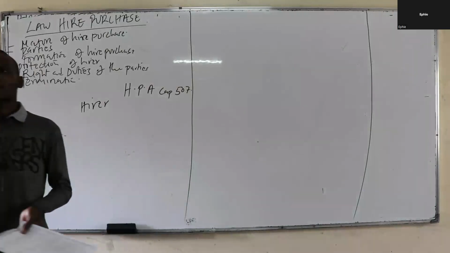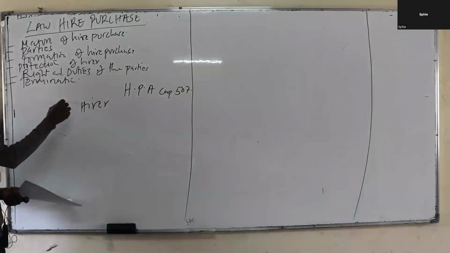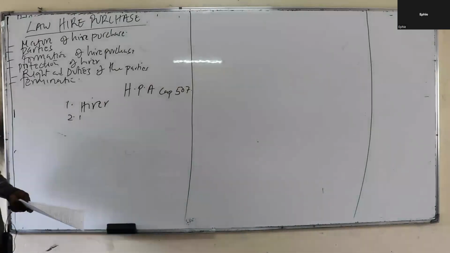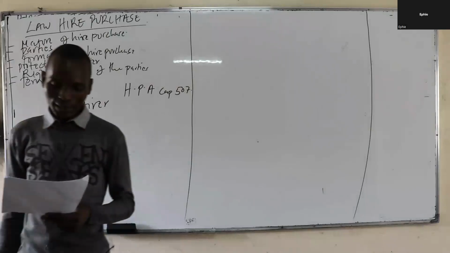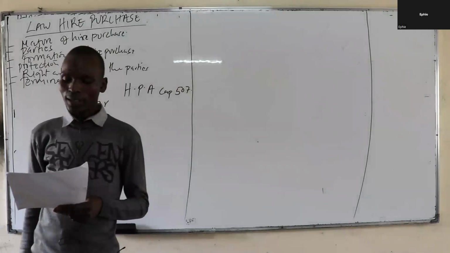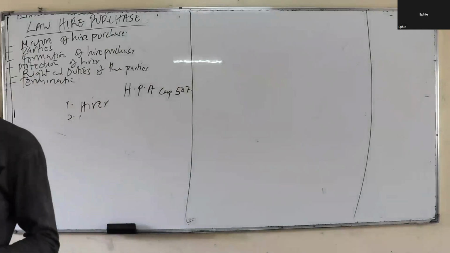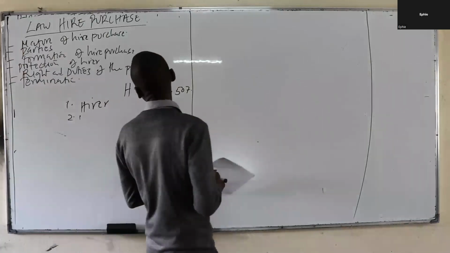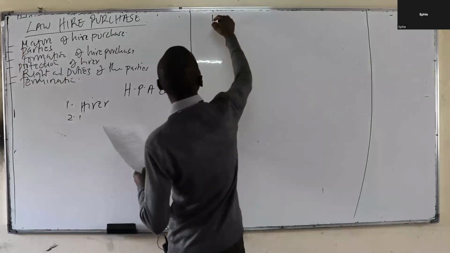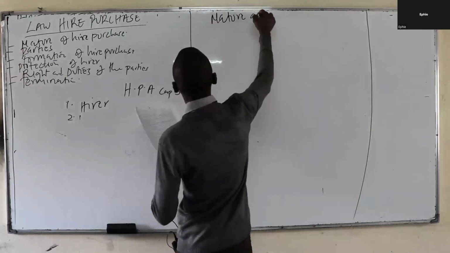Number two is hirer. The hirer is the person who has taken goods from the owner under hire purchase agreement. Nature of the hire purchase agreement.